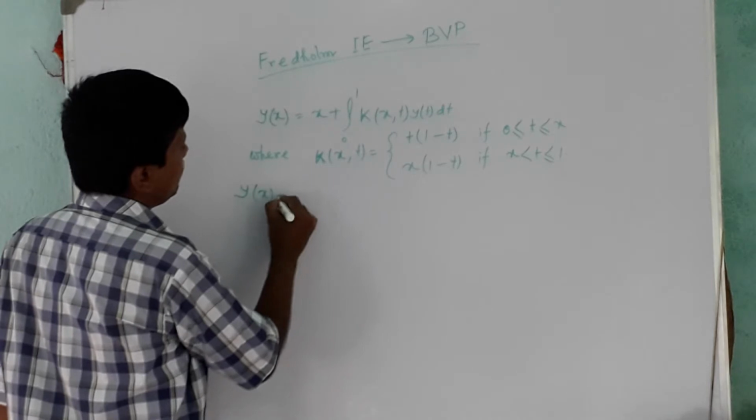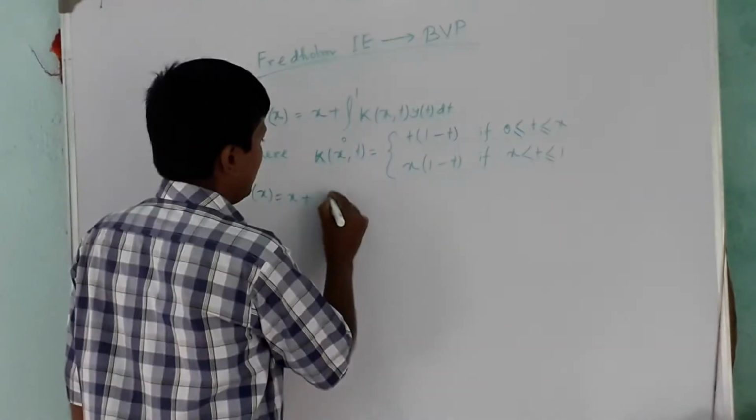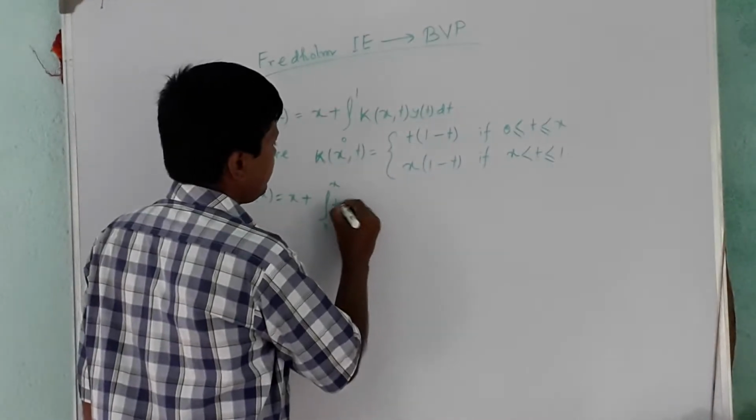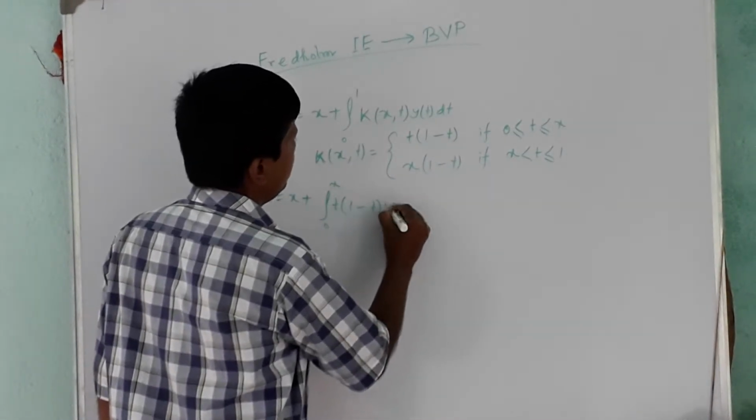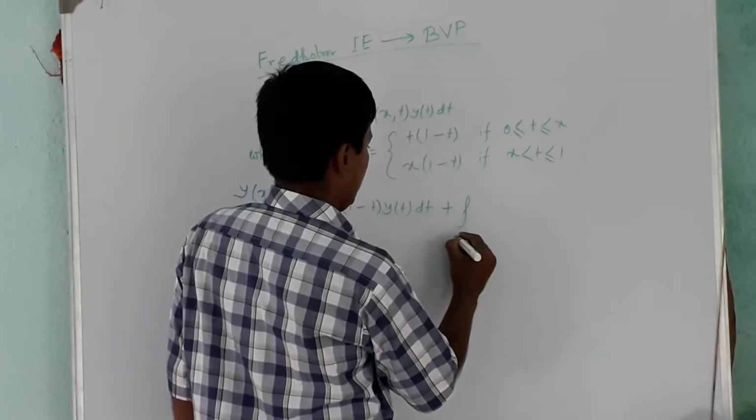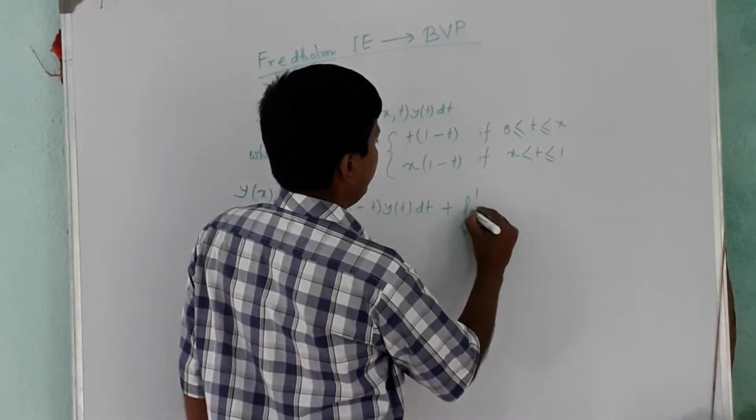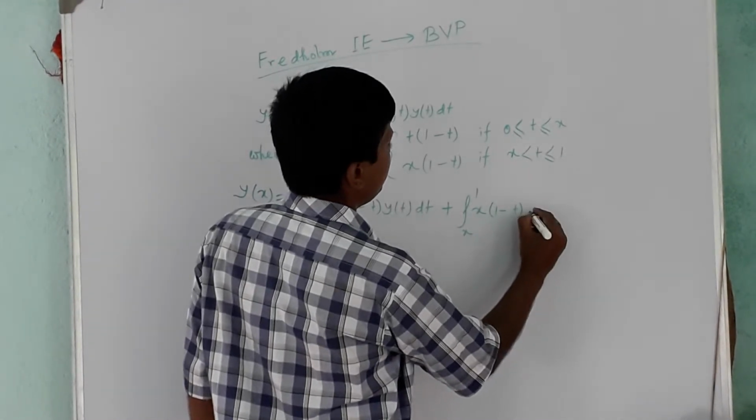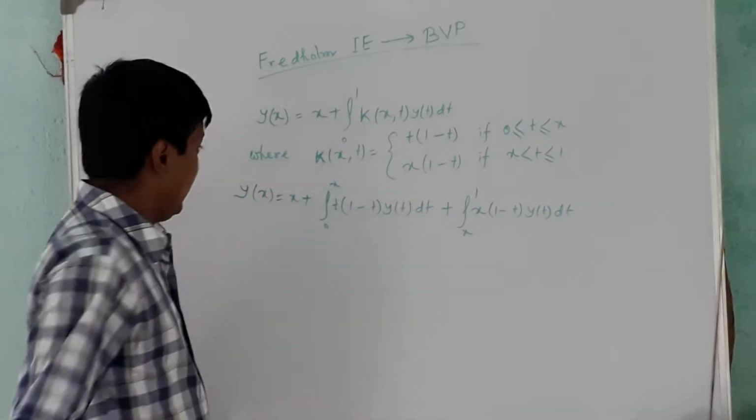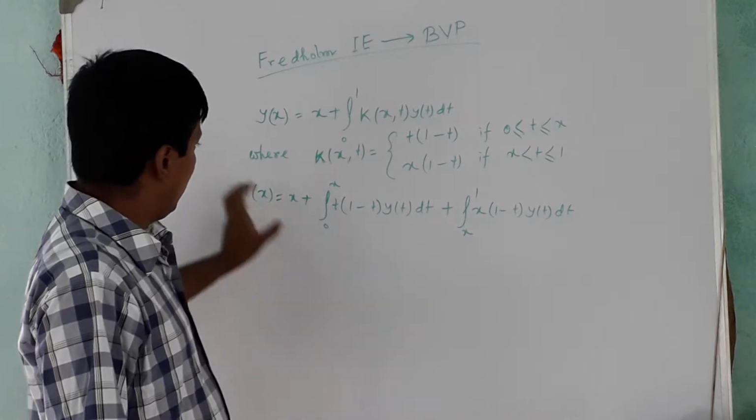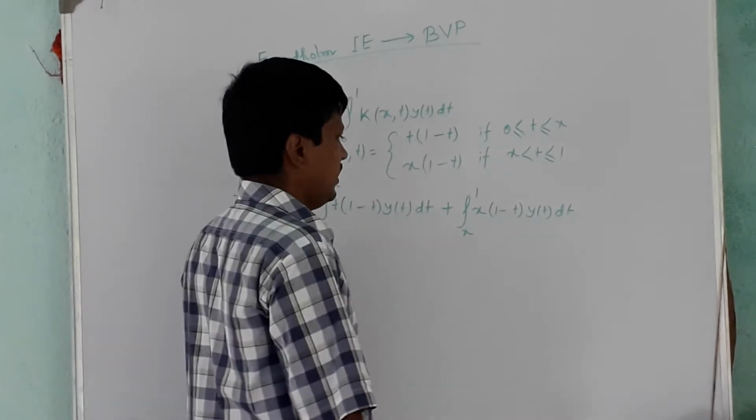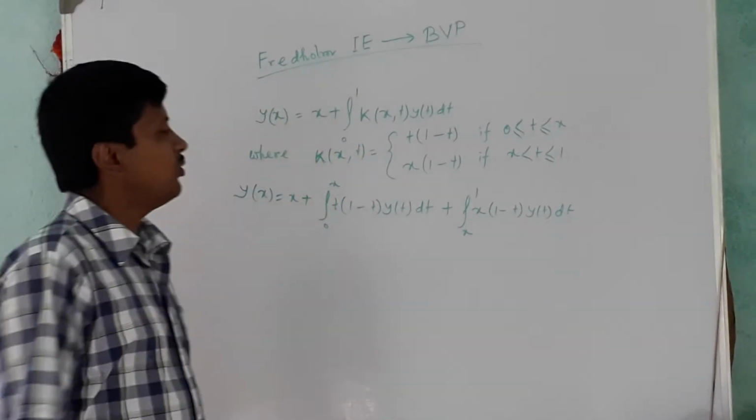We write y(x) is equal to x plus the integral from 0 to x of t(1 minus t) y(t) dt, plus the integral from x to 1 of x(1 minus t) y(t) dt. Now it is not our well-known form, so we need to write it in our well-known form.